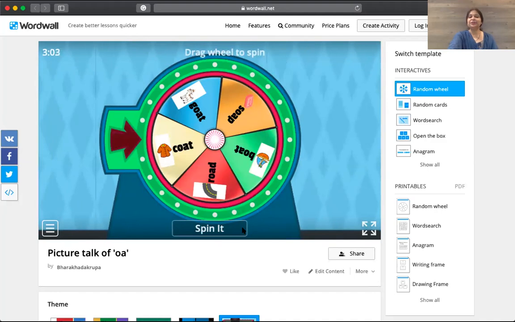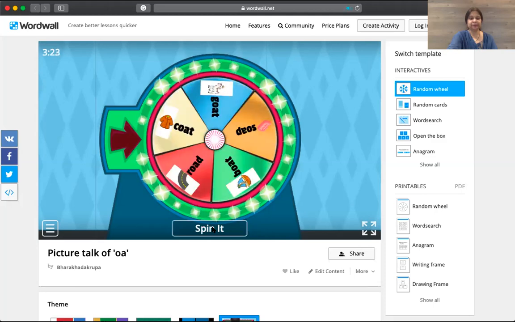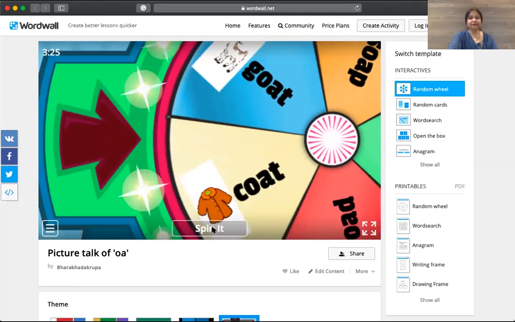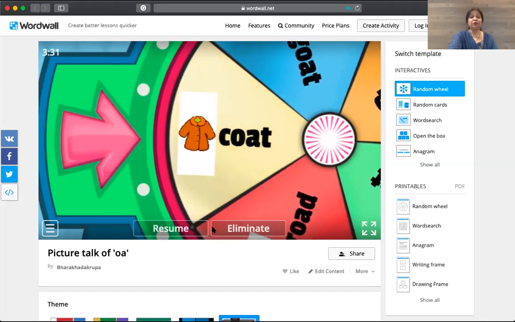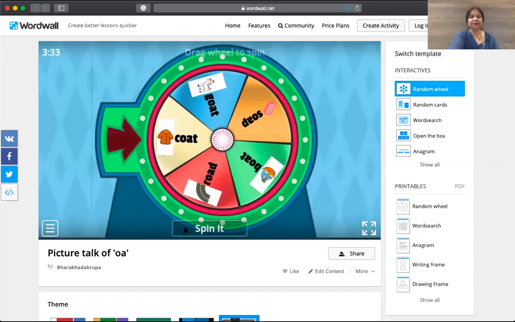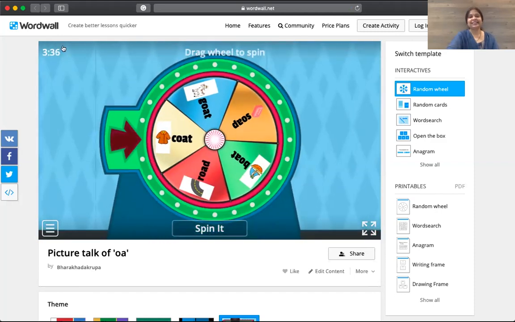Superb. So children, here you can see we have got all the pictures which has O sound in it. Goat, soap, boat, road, and goat. So we have completed the game. Yes. So let's spin it and see what's coming up. And now there are no pictures which does not belong to sound O. So let's resume. Yes. So we are done with the game as we have all the objects which has O sound.